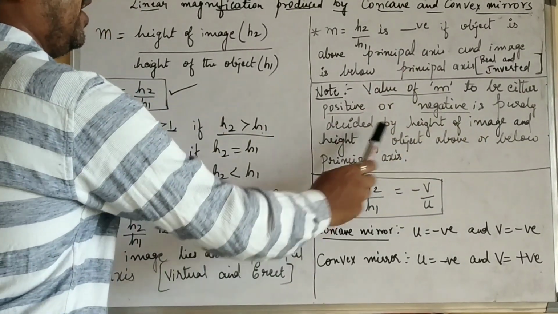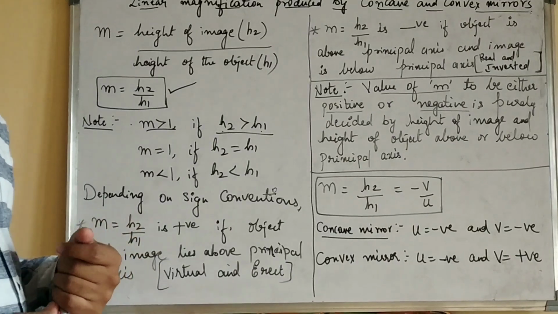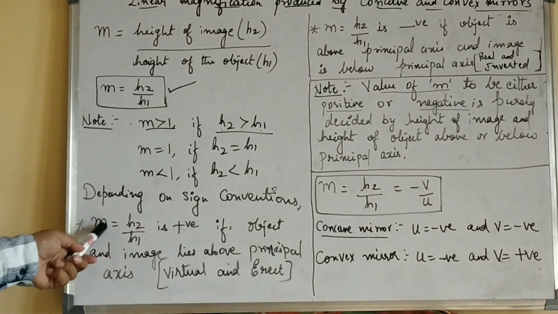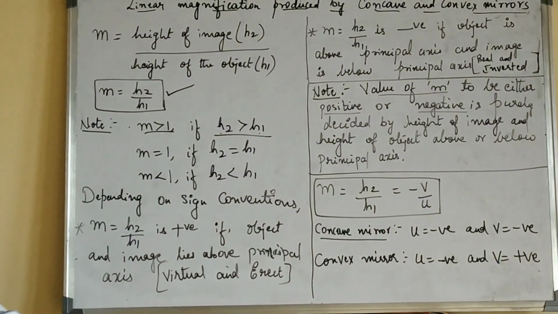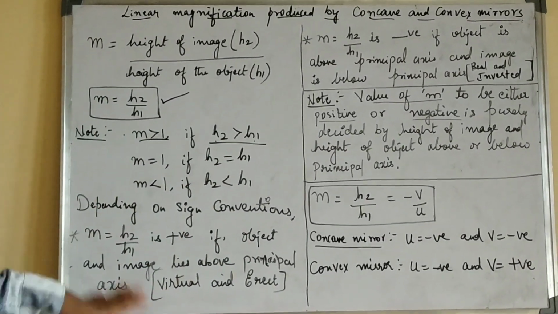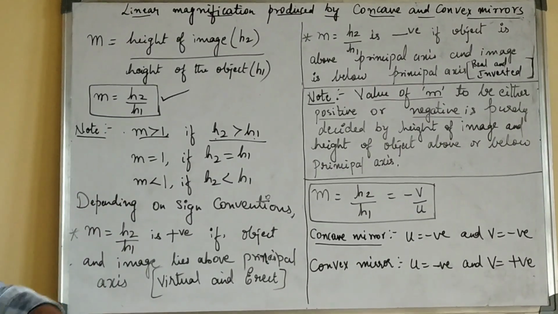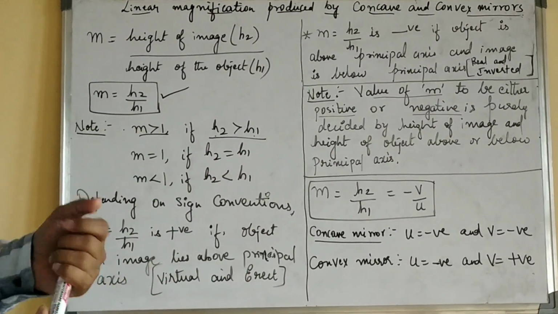Okay. Now, note that the value of M being either positive or negative is purely decided by the height of the image and the height of the object above or below the principal axis. As I told you, since M depends on the height of the image and the height of the object, depending on the sign conventions and the type of mirror, we decide the value of the magnification, that is the value of M, to be either positive or negative.